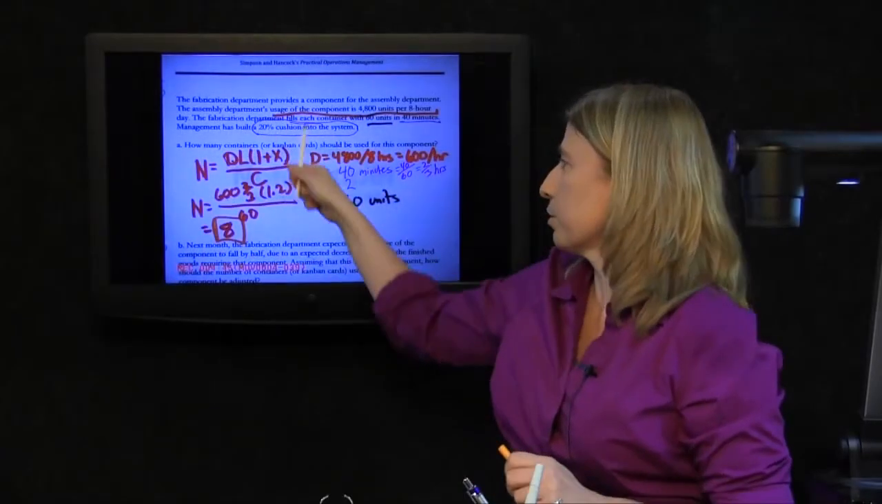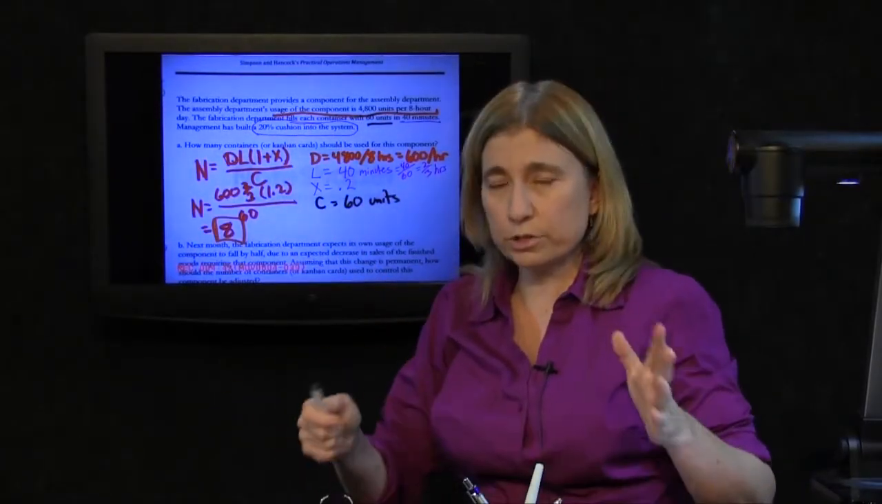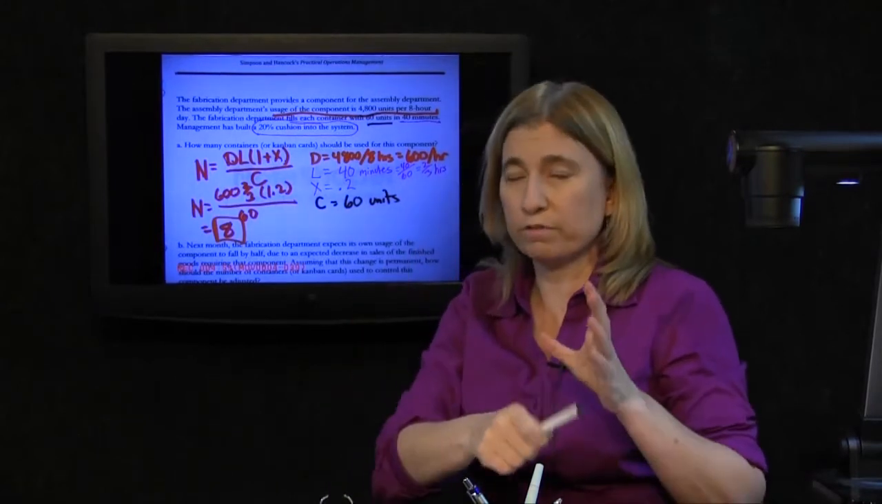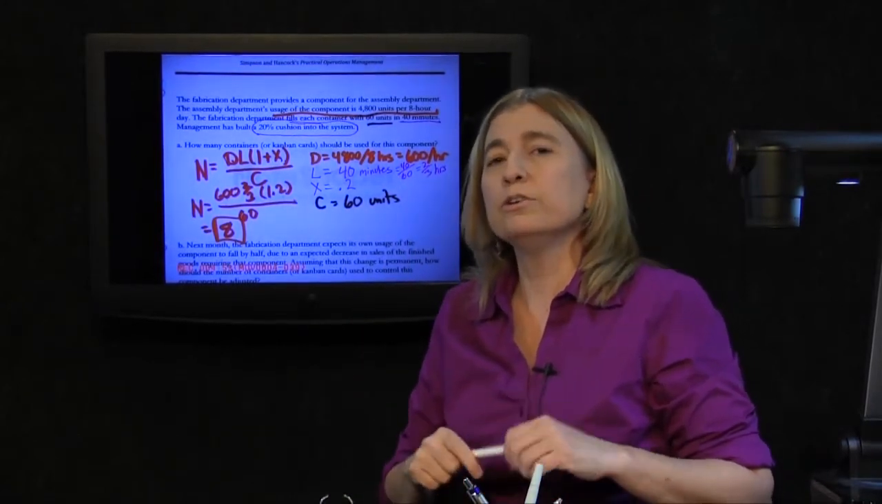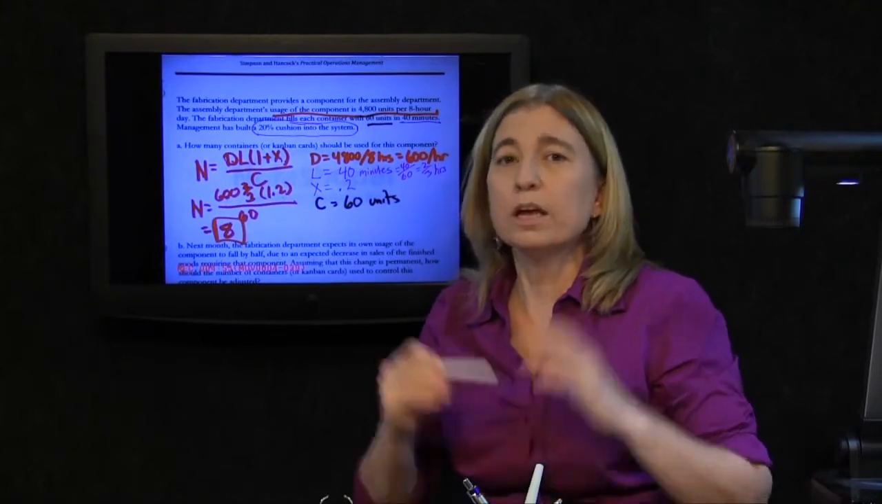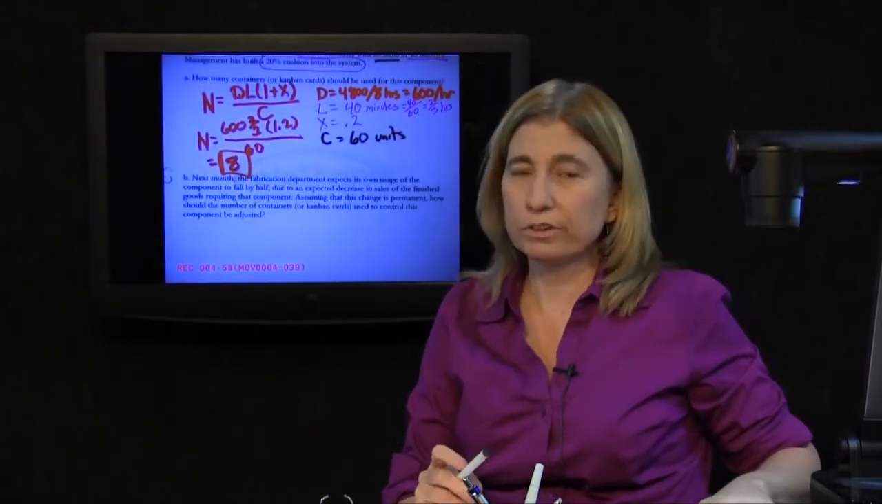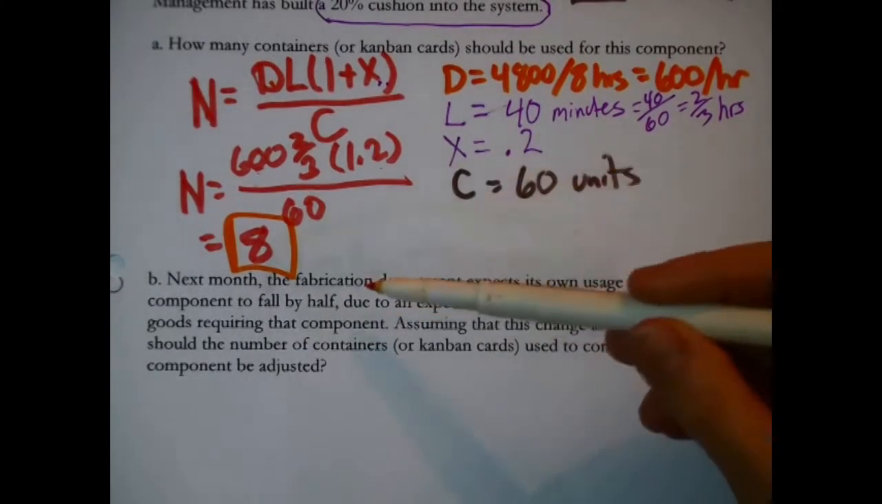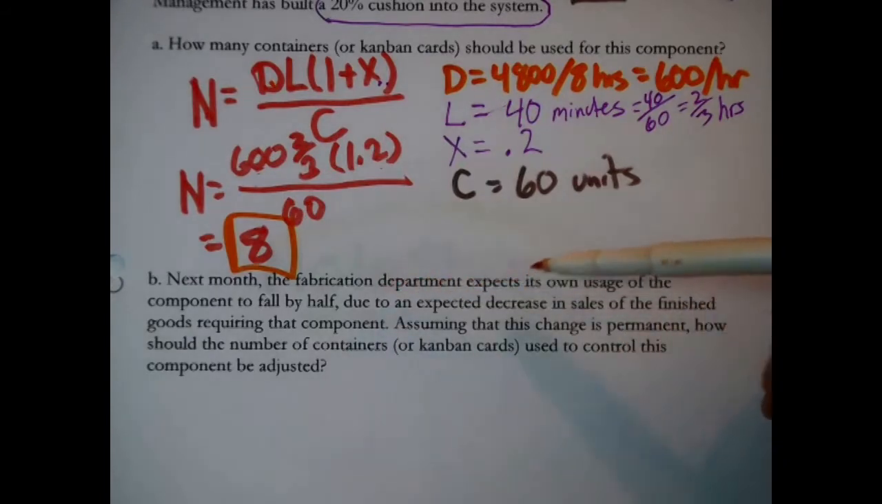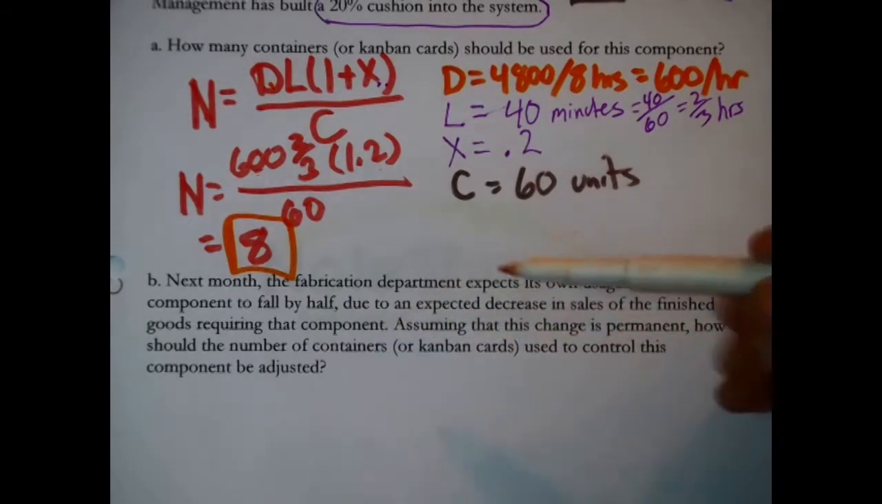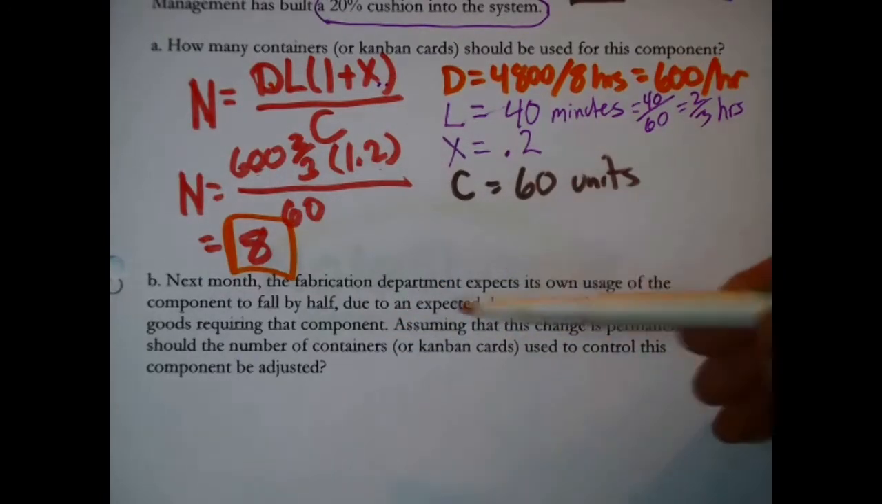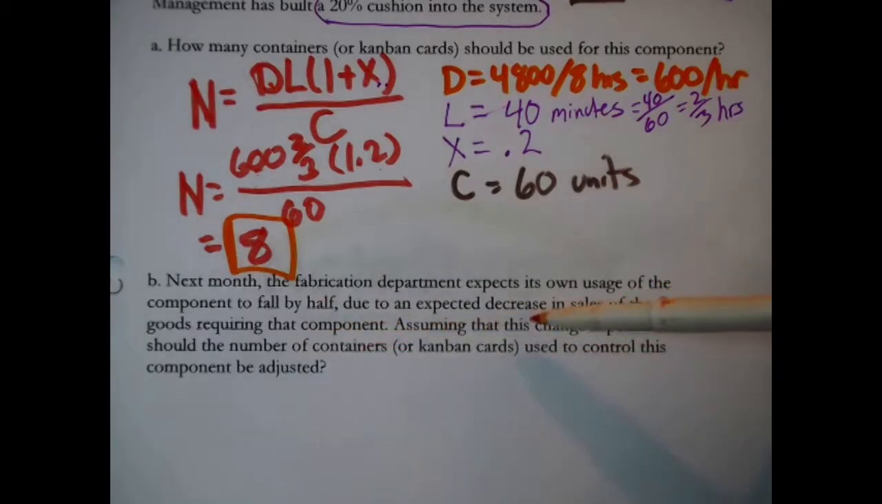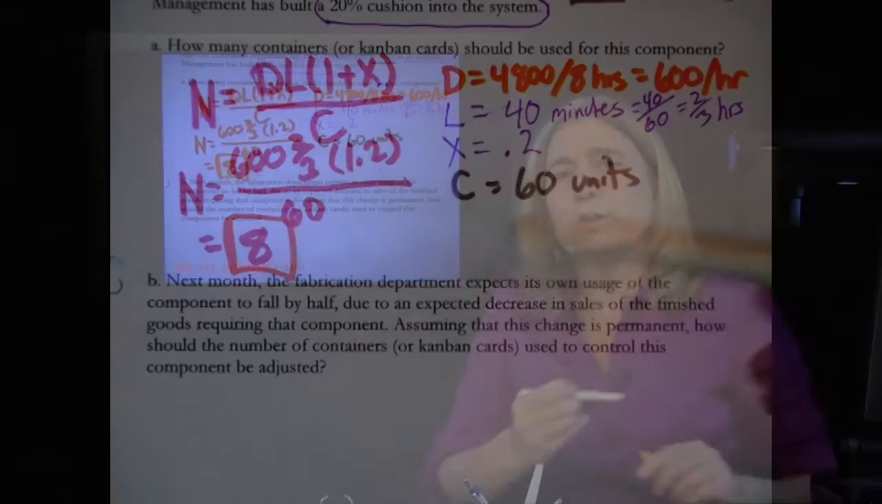Given everything that was described up here, how many containers, if they're specially marked, or Kanban cards, if that's the signaling system, how many do you want to devote to this particular component? 8. All right, now, what's the next question? Next month, the fabrication department expects its own usage of the component to fall by half due to an expected decrease in sales of the finished goods requiring the component. Okay, assuming this change is permanent, how should the number of containers or cards used to control this component be adjusted?